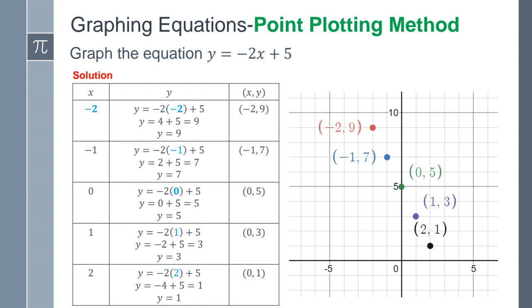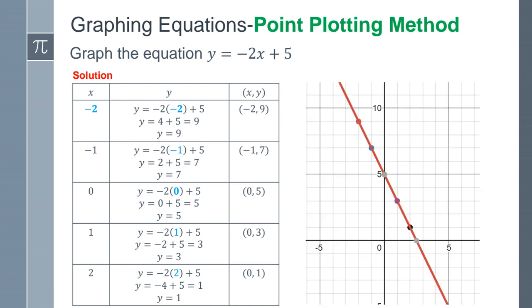For the 0, 5, there's no movement either left or right because that's 0, so I just have 5 units up. And then 1, 3 is 1 unit to the right, 3 units up. And then the 2, 1 is 2 units to the right, 1 unit up. And then all we need to do is connect all those points to graph what we have as a line here.